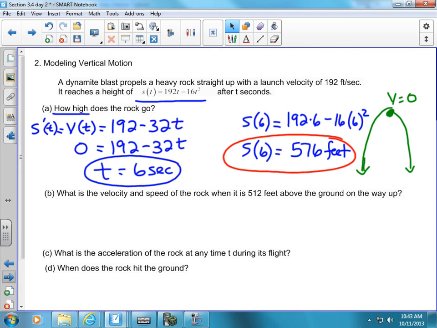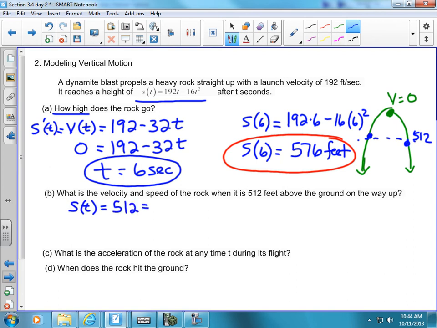Now, the next question is, when the rock is 512 feet above the ground, what's its velocity and speed? So right here is 512. And notice it hits 512 once on the way up and once on the way down. So let's find out at what time the position equals 512. So we're going to set the position function equal to 512. All right, that is our original function, 192t minus 16t squared.